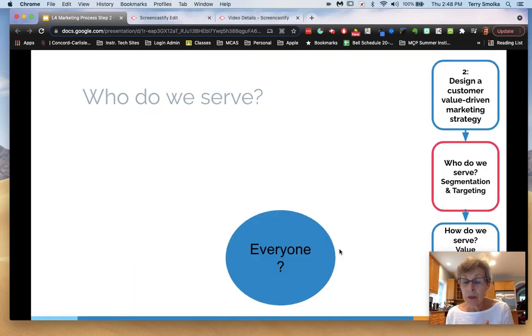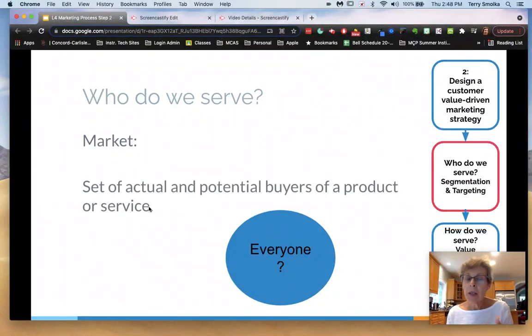Who do we serve? Do we serve everybody? I mean, at first blush, that seems like a great idea. If everybody's my potential customer, then I have lots of potential customers, a lot more customers, I'll make a lot more sales, and I'll be a lot more profitable. If I'm a nonprofit, I will garner enough income or donations in order to do what I'd like to accomplish. It's really counterintuitive, but that's not how you do it. Because remember when we talked about in step one that a market is a set of actual and potential buyers of a product. So not everyone is going to be in your market to begin with.